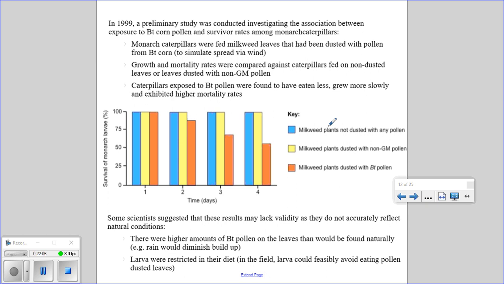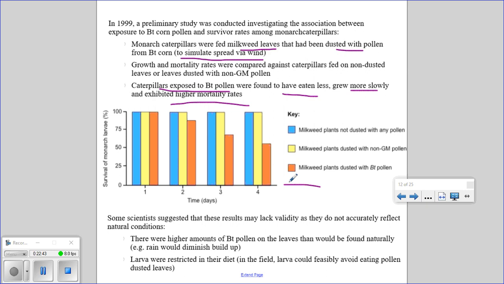In 1999, a preliminary study was conducted investigating the association between the exposure of Bt corn pollen and survival rates among monarch caterpillars. Now, monarch caterpillars were fed milkweed leaves that had been dusted with pollen from Bt corn. This was done to simulate spread through wind. Growth and mortality rates were compared against caterpillars fed non-dusted leaves or leaves dusted with non-genetically modified pollen. Caterpillars exposed to Bt pollen were found to have eaten less, grew more slowly, and exhibited higher mortality rates.